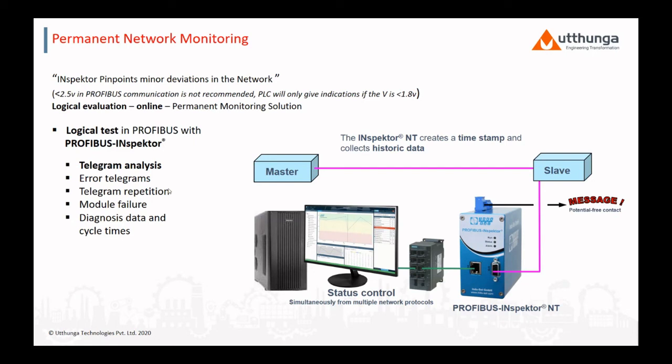What more can I say, it's a permanent monitoring solution. With continuous monitoring, even if today you are not on your premises, you can identify what happens there, why my slave is not responding, how many warnings I got, or how many errors I got. You can store a maximum of 2000 alarms in the PROFIBUS Inspector. Then you can acknowledge them, and you can store new errors through the PROFIBUS Inspector.